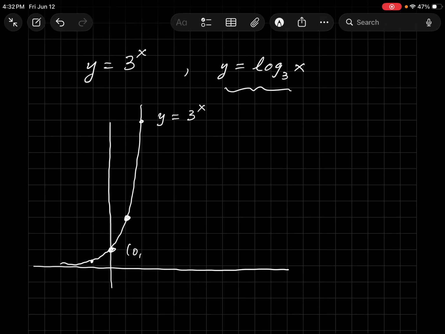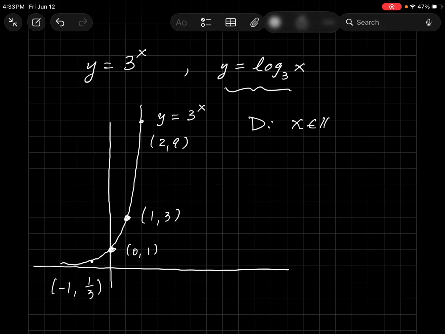So it goes through 0, 1. And it goes through 1, 3. And it goes through 2, 9. And then I'll put one of the negative ones. It goes through -1, 1/3. Its domain is all real numbers. Its range is only positive y values.